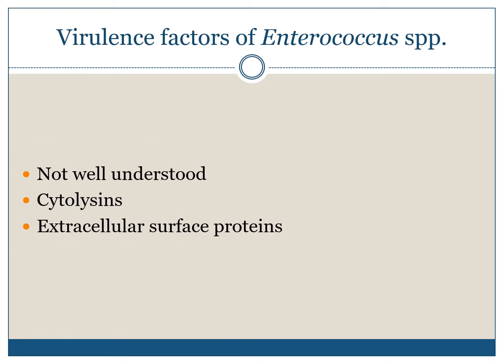The virulence factors of Enterococcus species are not well understood. They do produce cytolysins, which are like lytic enzymes, hyaluronidase and gelatinase, and they also produce extracellular surface proteins such as teichoic acids, which are surface proteins or antigens that Lancefield type them as group D. But again, a good rule of thumb is that we don't Lancefield type anything that isn't a beta hemolytic strep.